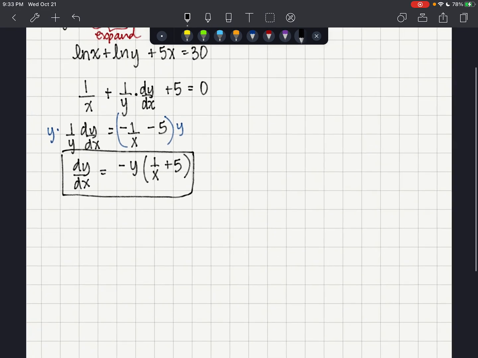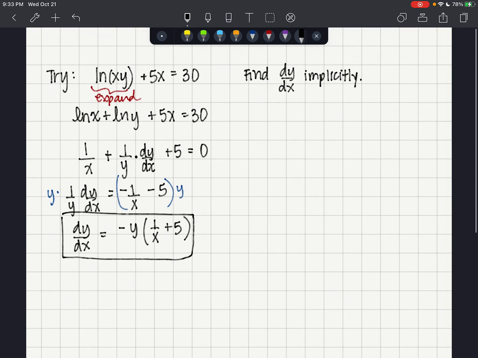Okay, let's try another one. Let's see if you can do this one. I can sense that you are feeling confident. So let's try this one. The second derivative of f of x equals the log of x. f of x equals the log of x.